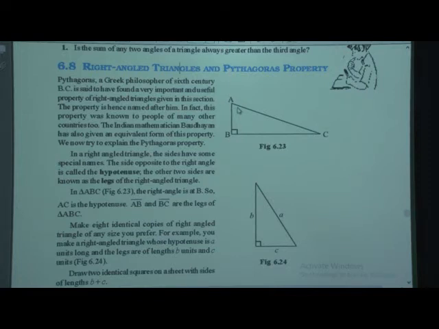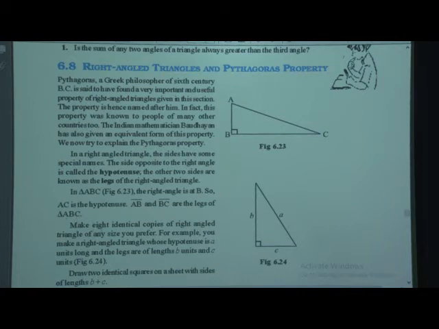You can see here it is a right angle triangle, which has a 90 degree angle. AB and BC are the two legs, and the side opposite to these two sides is AC. It is known as the hypotenuse. So in triangle ABC, the right angle is at B. So AC is the hypotenuse, and segment AB and segment BC are the legs of triangle ABC.